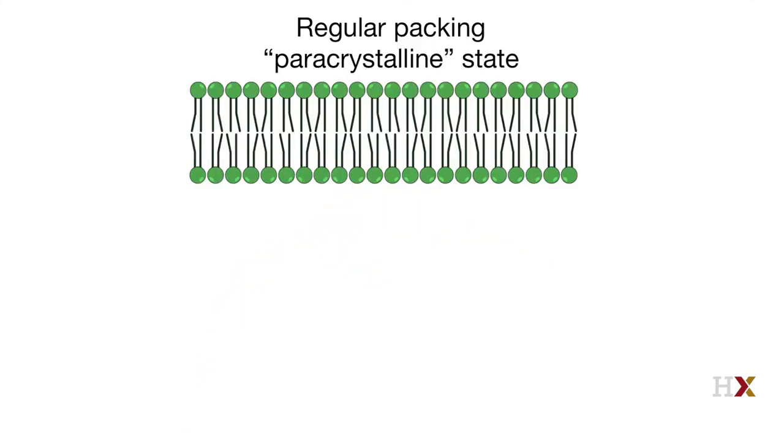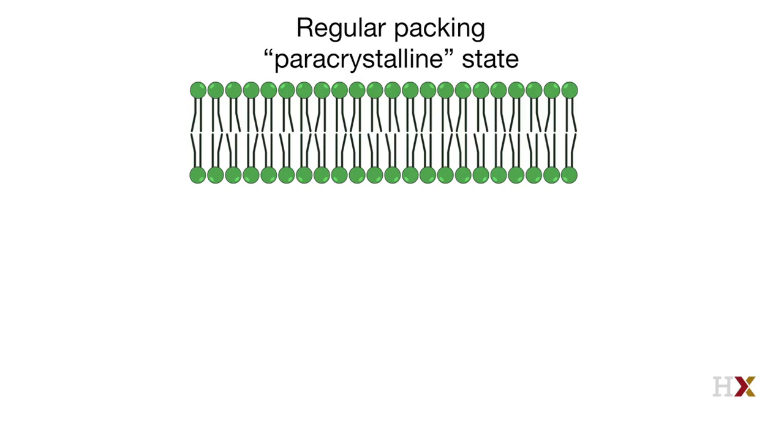So the lipid composition affects membrane fluidity. The simple rules that we discussed when we talked about the melting temperature of fatty acids apply to phospholipids. In a membrane, if you have phospholipids with long, saturated fatty acid tails, these phospholipids will form dense, regular, packed structures. This membrane is then in what is called a paracrystalline state with low fluidity.